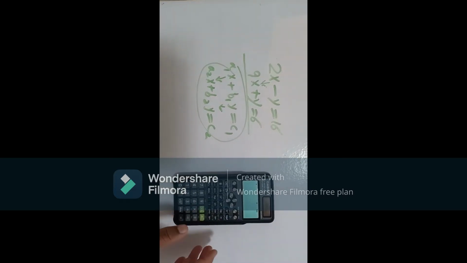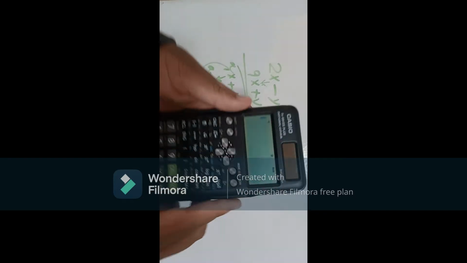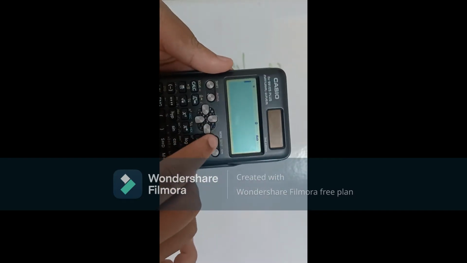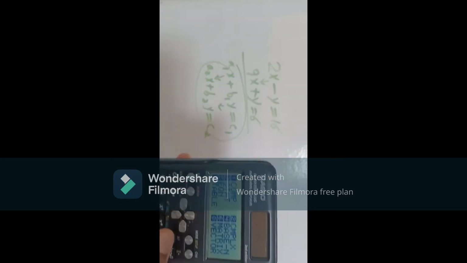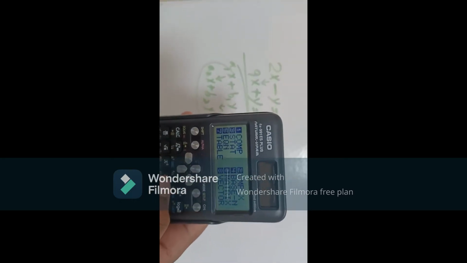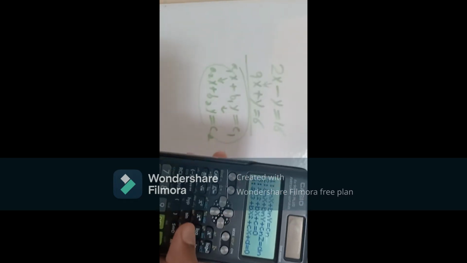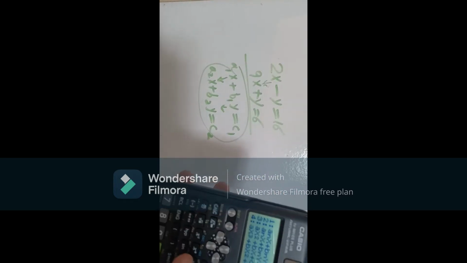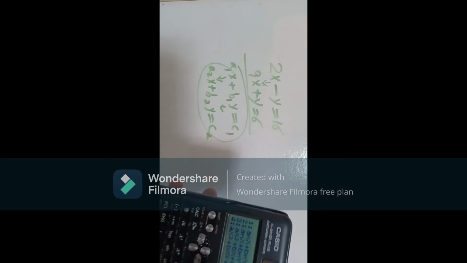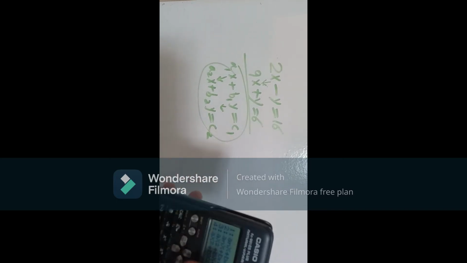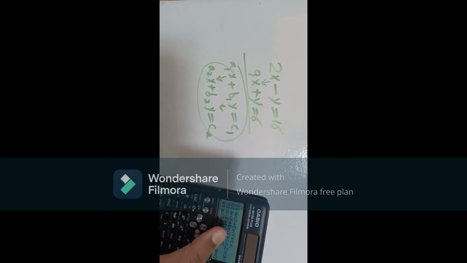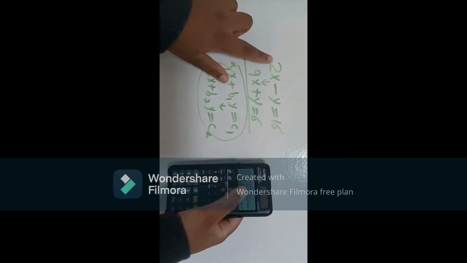The best place to go is mode, this one. Then click on mode. So I'm going to go to number 5 because that's the equation solver. Notice that we have 4 choices. The first one is what we need, version number 1, which is this.